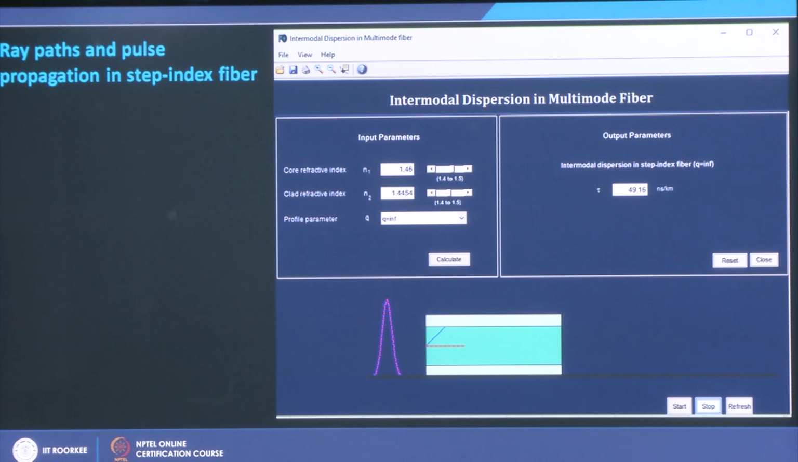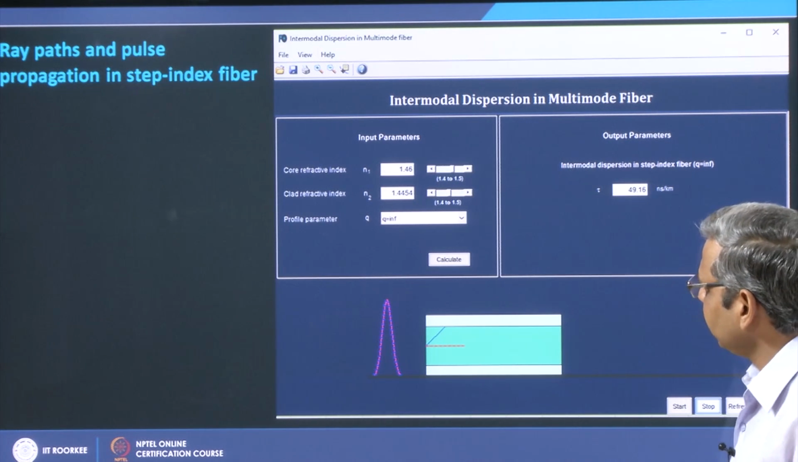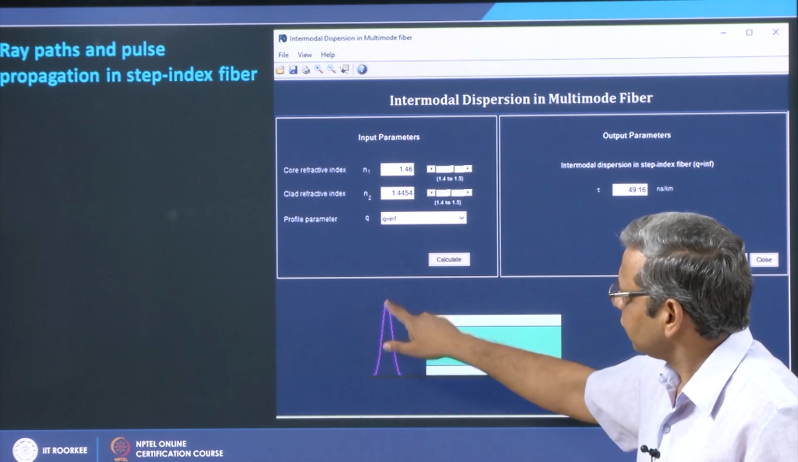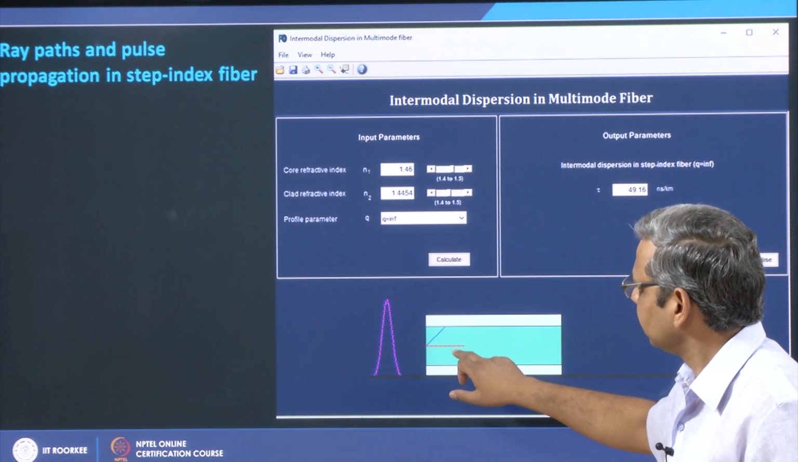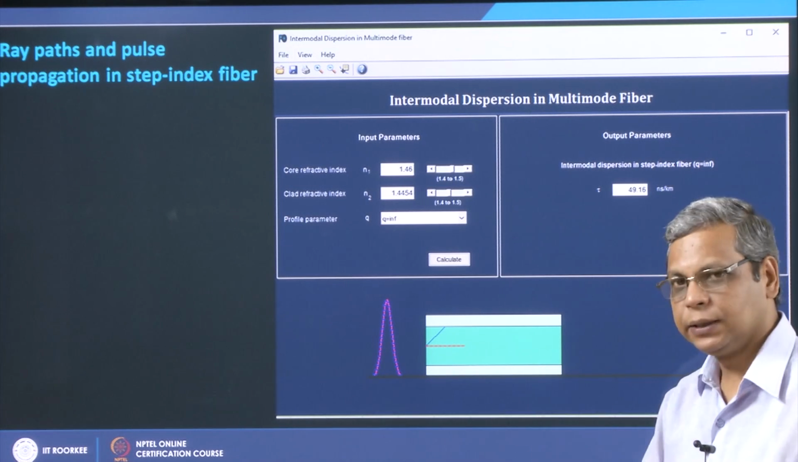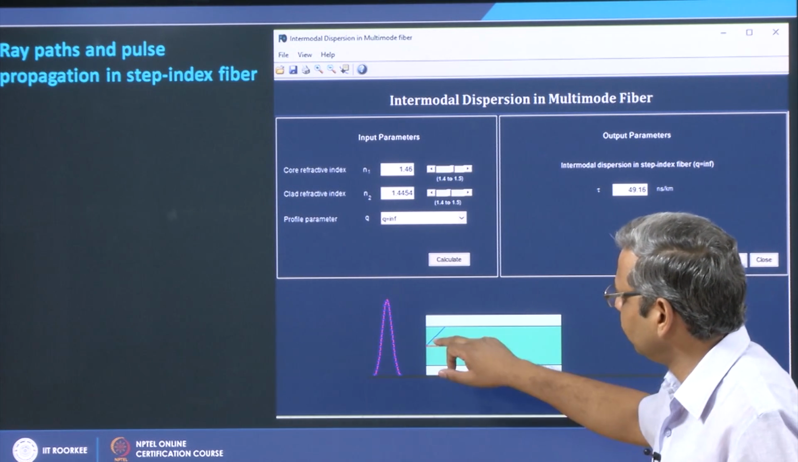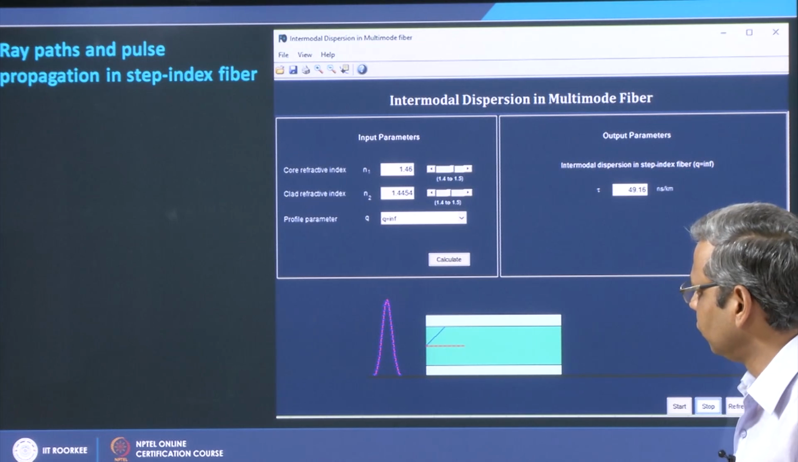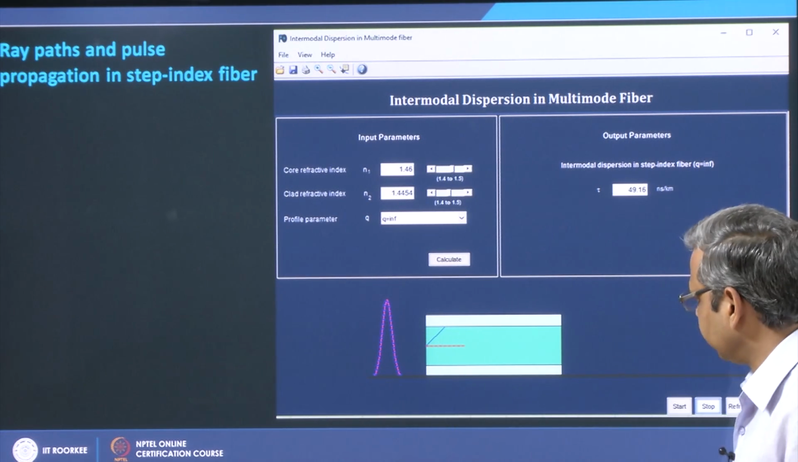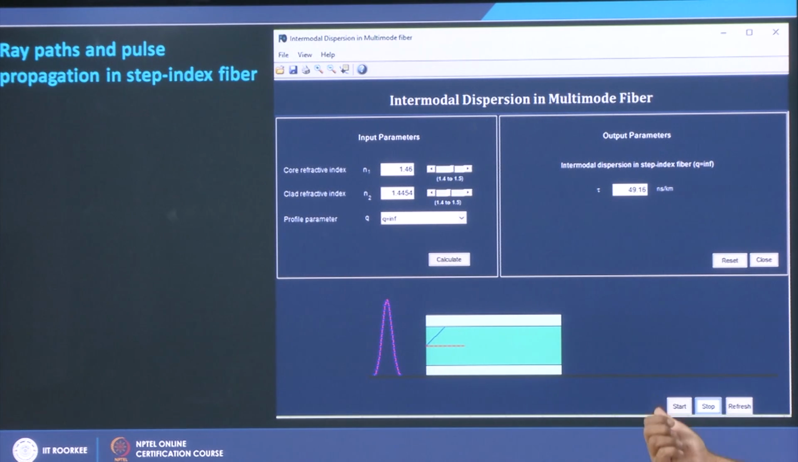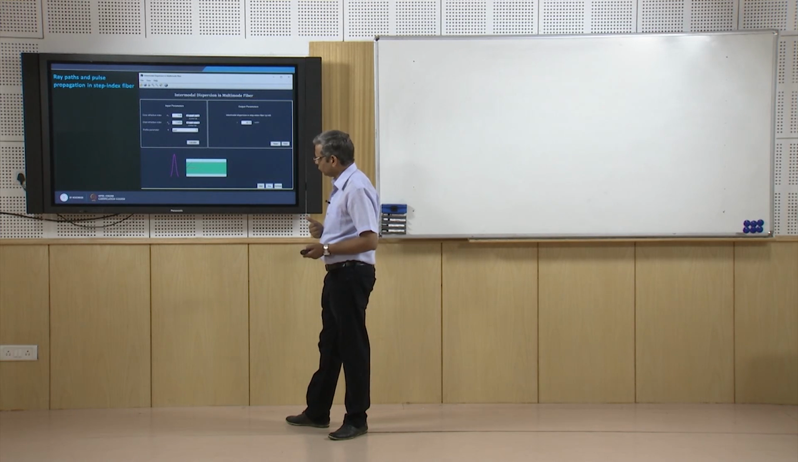Okay. So, let us now look at ray paths and pulse propagation in step index fiber. So, what we have done here, we have launched these pulses. I have launched this pulse, and the red one corresponds to the energy coupled into the axial ray, and the blue one is the energy coupled into the ray which is launched at an angle. And let us see, when the light propagates along these two paths, what happens.